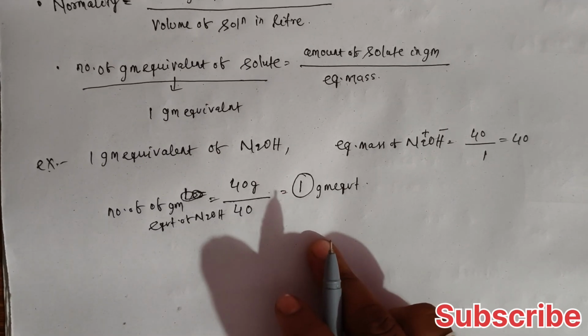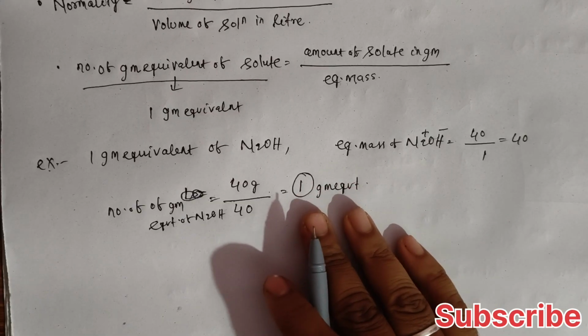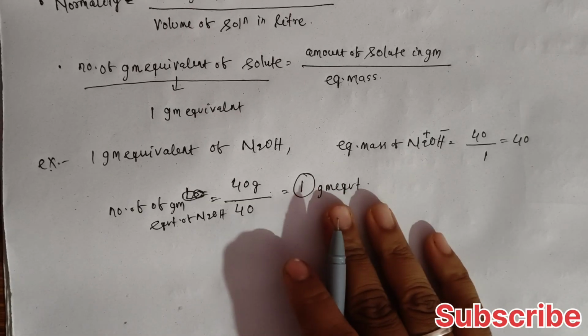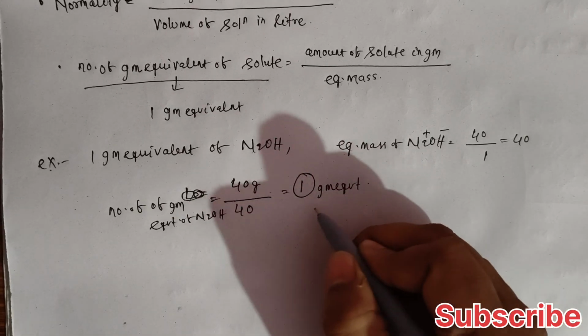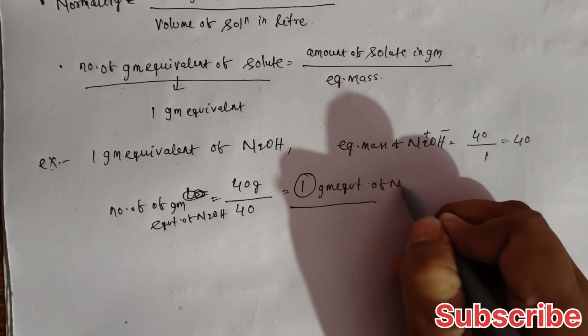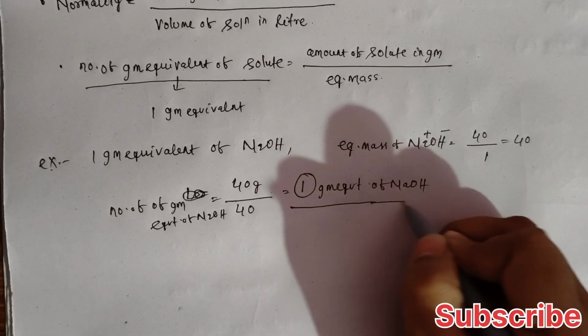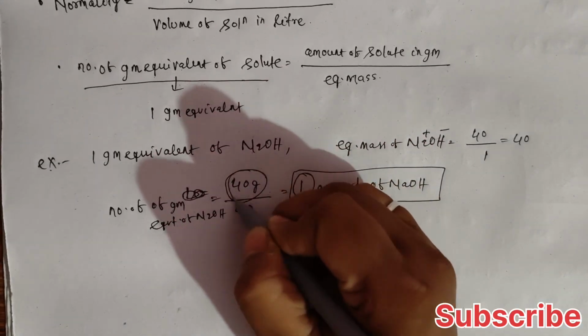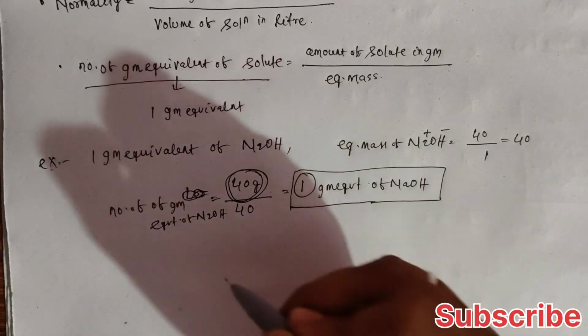1 gram equivalent. Very simple, very easy. So I hope all of you clearly understand what I tell you here. So 1 gram equivalent of NaOH means you have to take 40 gram of NaOH. 40 gram of NaOH you must take.